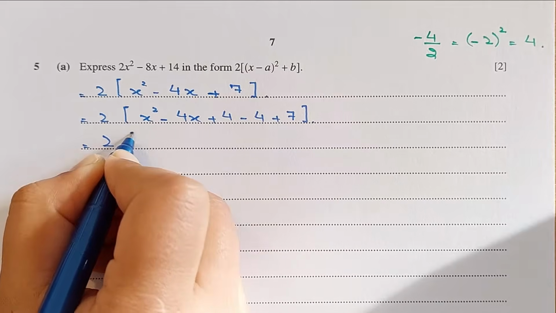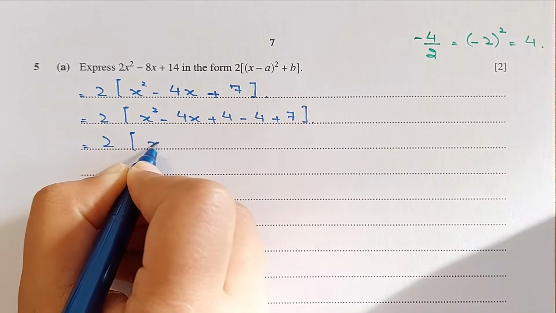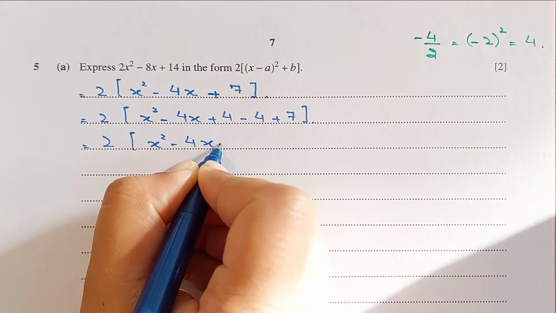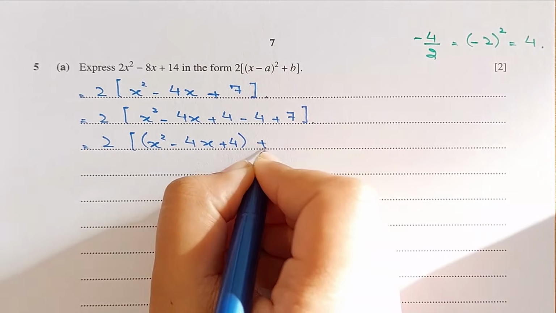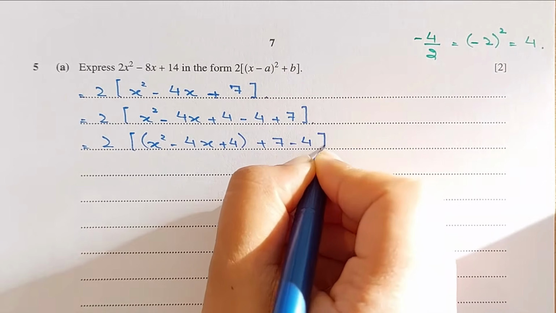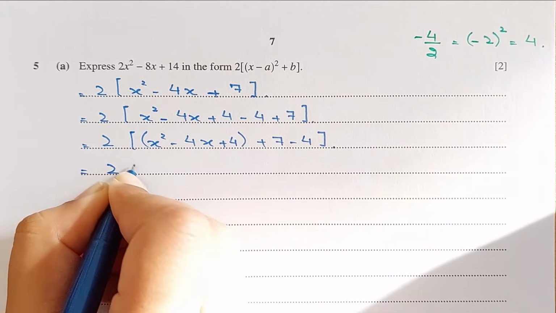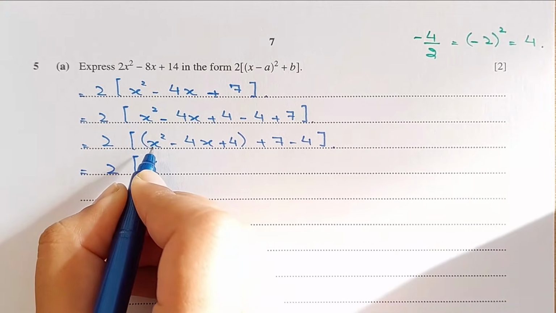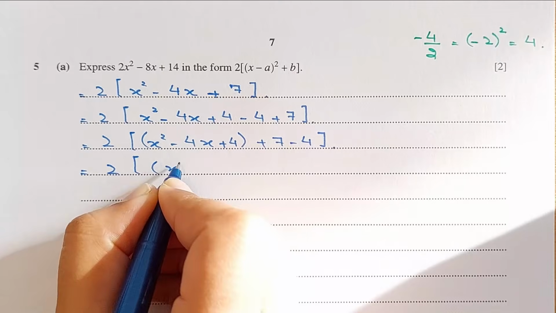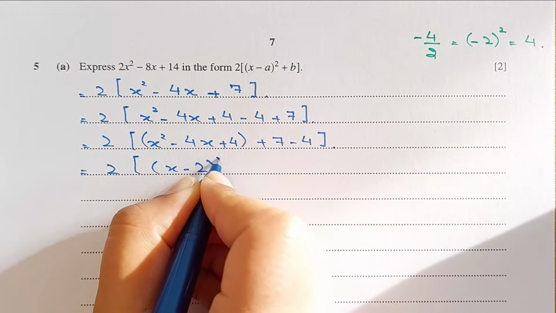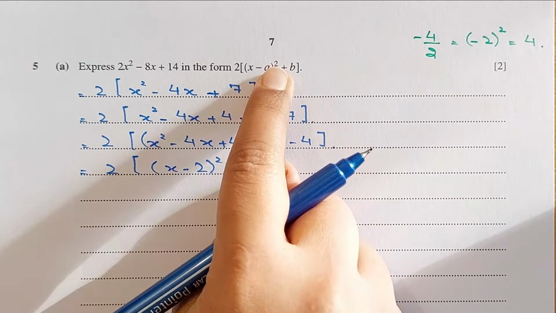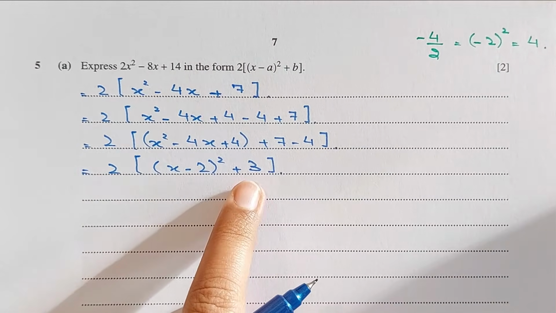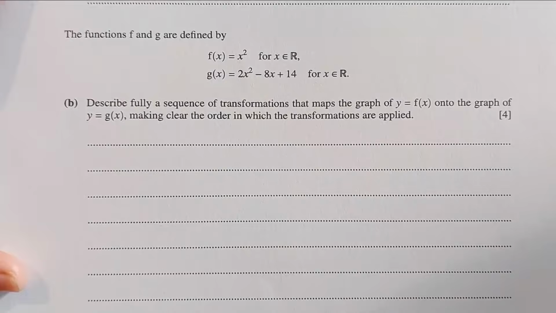So we have 2, and we have x square minus 4x plus 4, right? And here we have positive 7 minus 4. So 2, and here we complete the square, a square minus b square, so x minus 2 whole square and plus 3. So now a value is 2 and the b value is equal to 3, right?